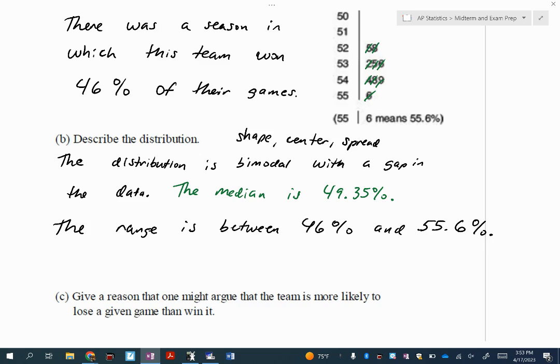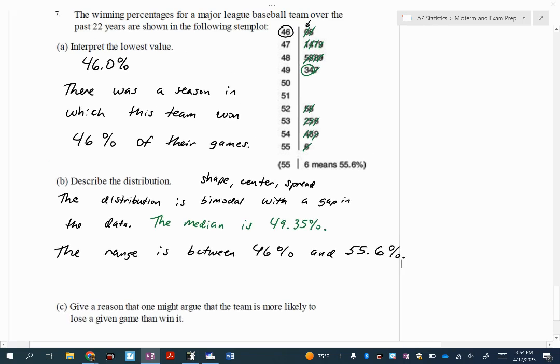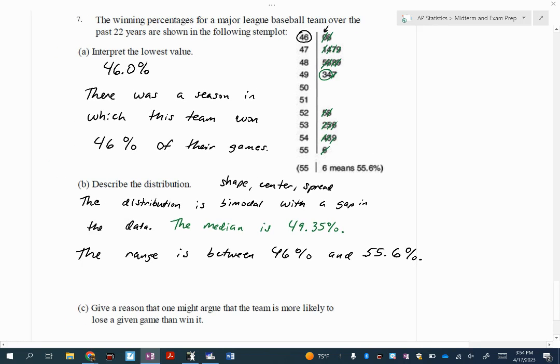Okay, last question, letter C. Give a reason that one might argue that the team is more likely to lose a given game than win it. Any thoughts on how to answer that? What could be a reason that you think this team is more likely to lose a given game than win it?